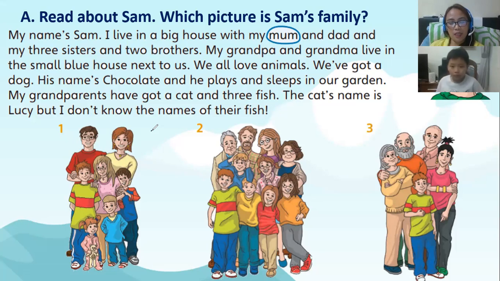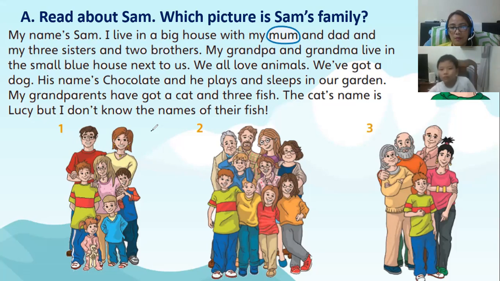What number? One, two, or three? One. Are you sure? Try again. Three brothers, three sisters, two brothers. So they are already five with mom and dad, grandpa and grandma. So they are 11, baby. They are 10, not 11. What number? 10. Yes, they are 10.